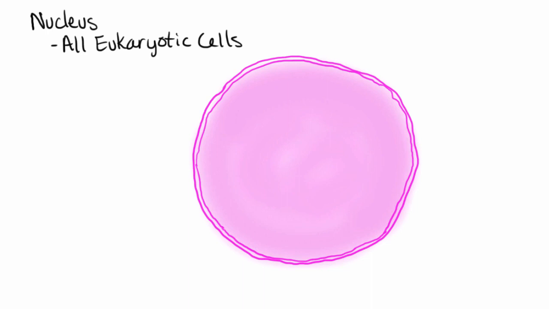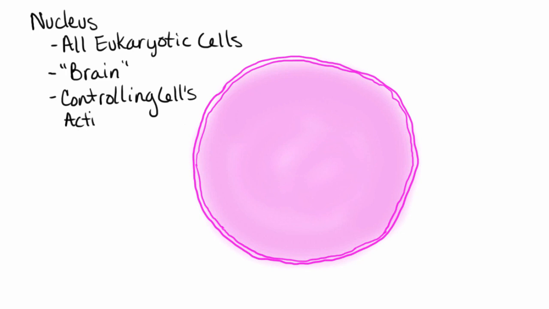The nucleus is a structure that we find in pretty much all eukaryotic cells, and this is really where the name eukaryote comes from. A lot of times we like to think of it as being the brain of the cell, and the reason we're calling it the brain of the cell is because this is really responsible for controlling the cell's activities. And it controls the cell's activities because it contains the majority of the DNA that you have inside of a eukaryotic cell.